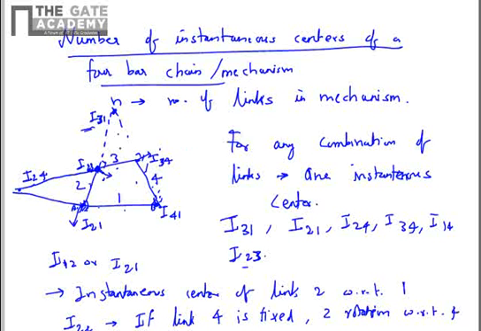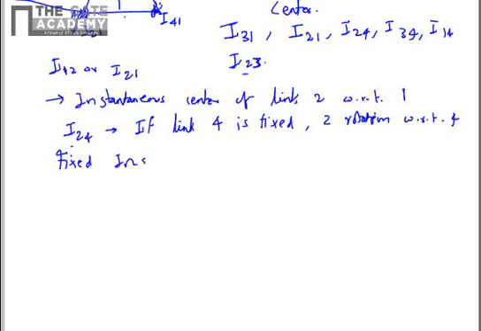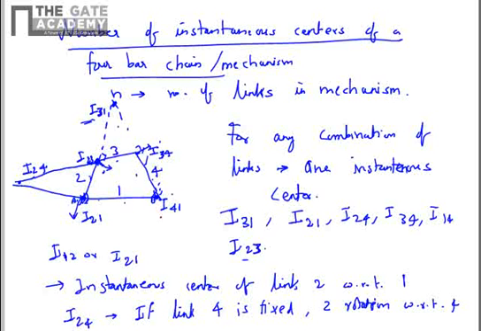Now these instantaneous centers are classified into different categories. One is the fixed instantaneous center. In this diagram, since link 1 is fixed, I21 and I41, both of them are fixed instantaneous centers.